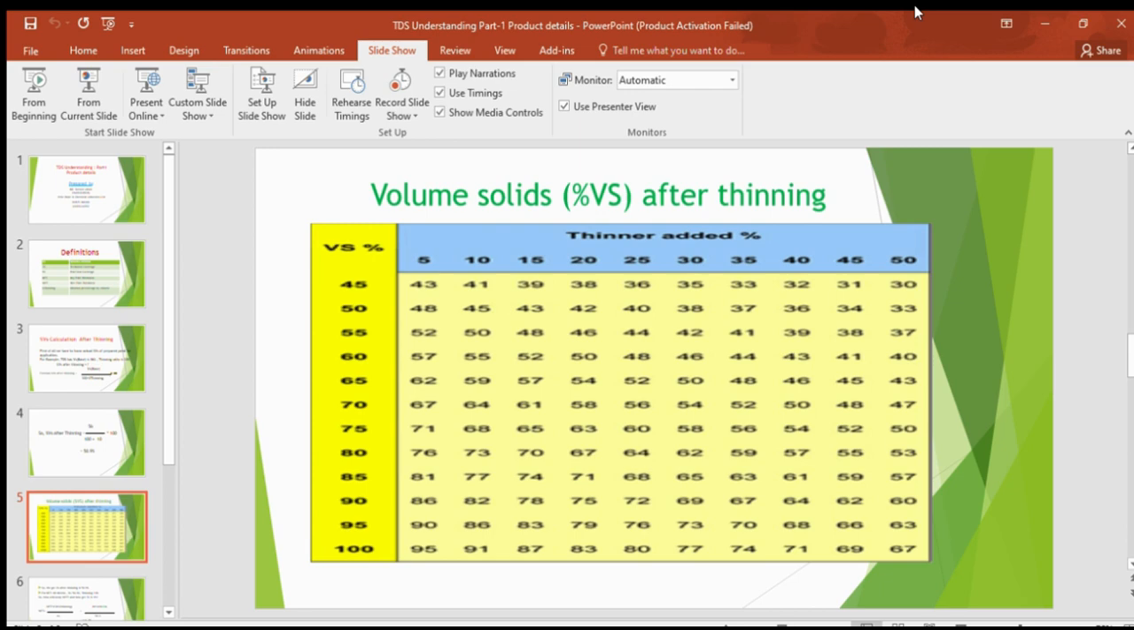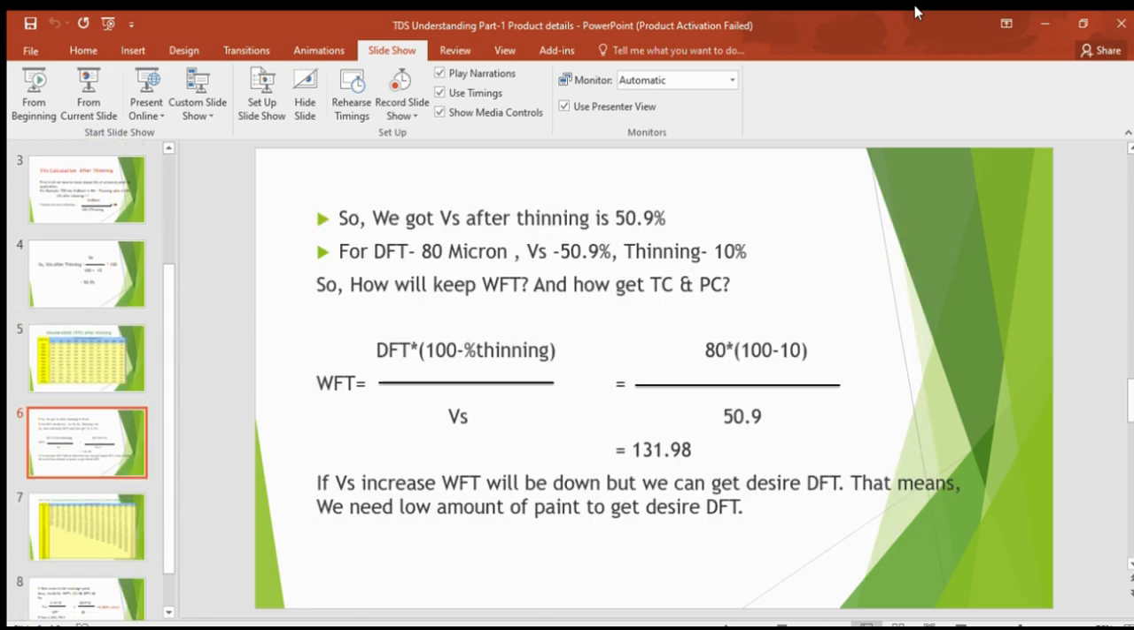This is the list of volume solid after thinning. You can easily use this percent volume solid according to your percent thinning. So we got volume solid after thinning 50.9%. So for DFT, your desired DFT is 80 micron. Here we got volume solid 50.9%, thinning ratio is 10%.